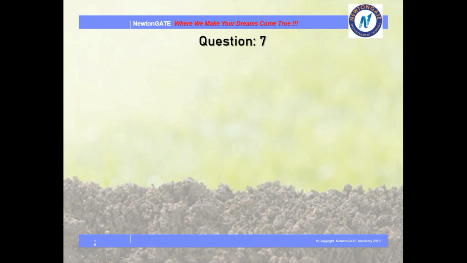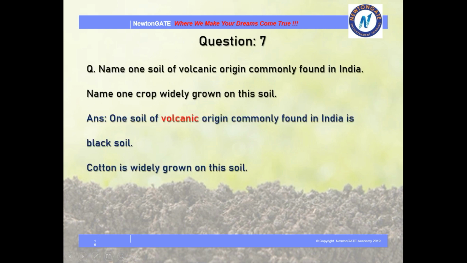So we are moving to the next question, that is question number 7. In question number 7, they have asked, name one soil of volcanic origin commonly found in India. Name one crop widely grown on this soil. What is it? That is the volcanic origin, that is mainly from the lava that is formed.